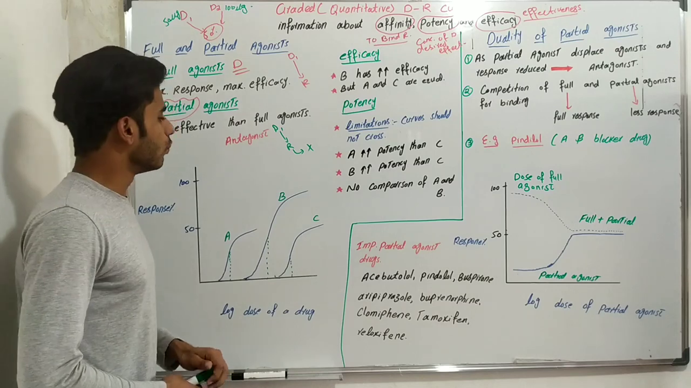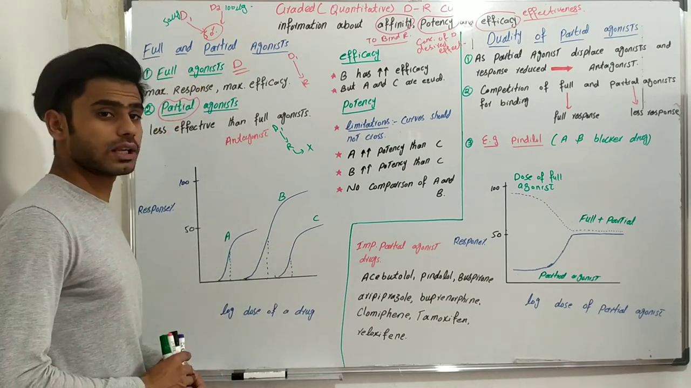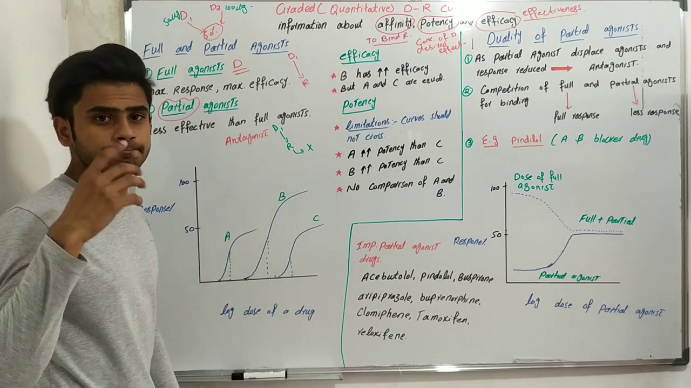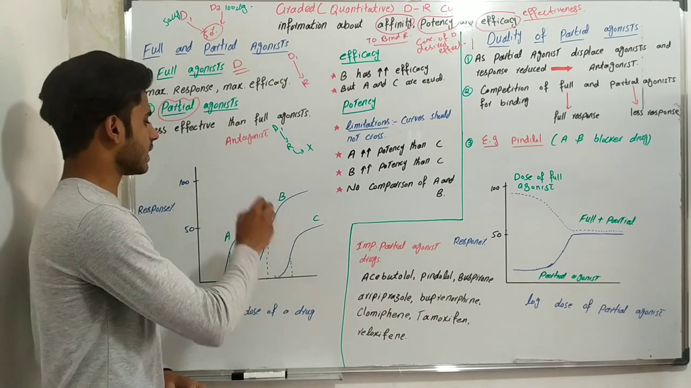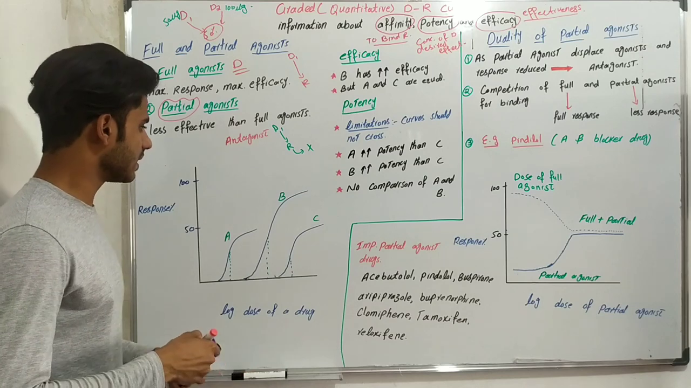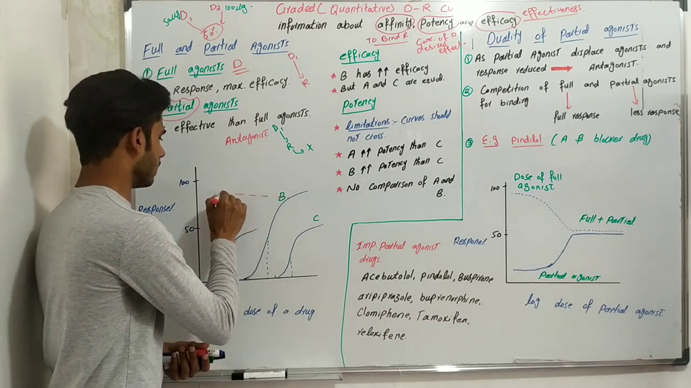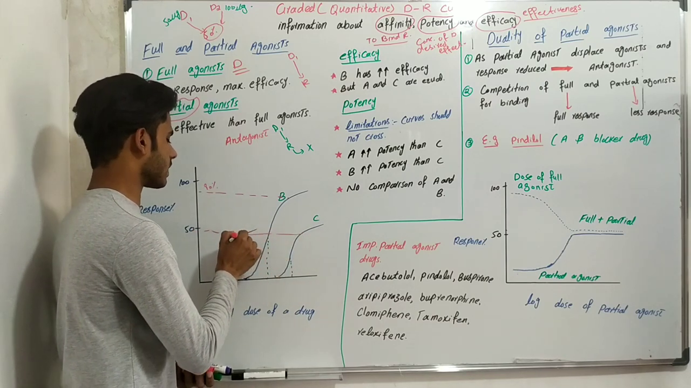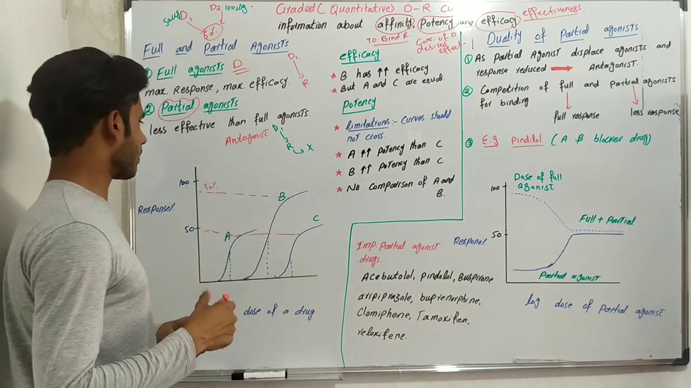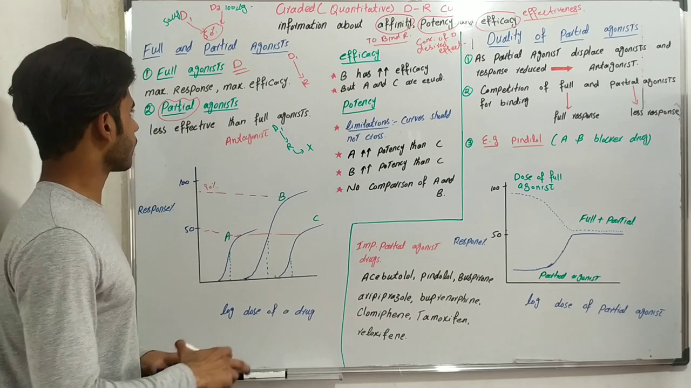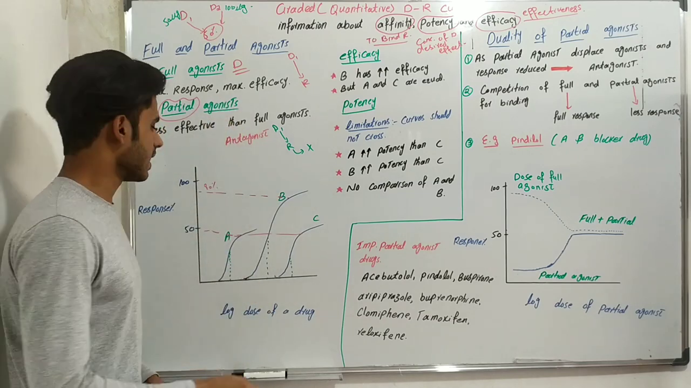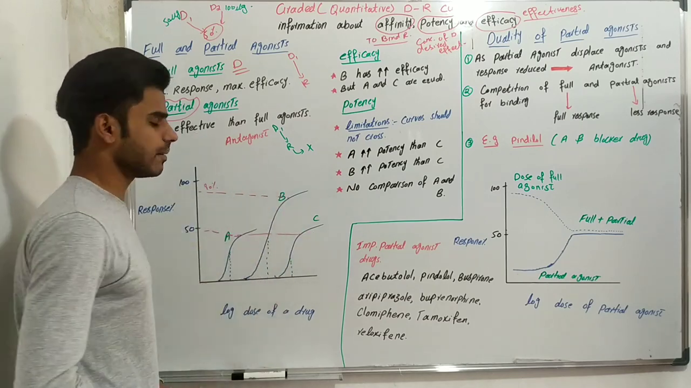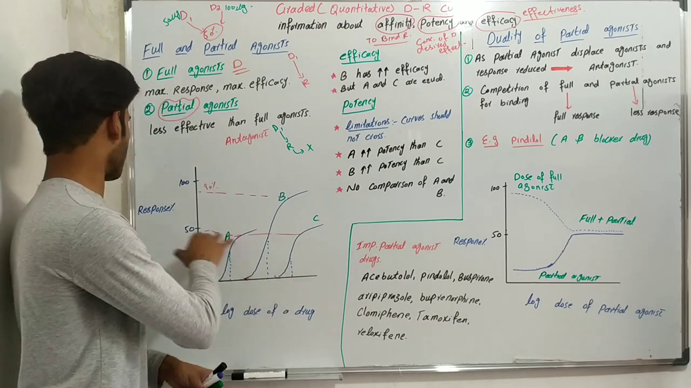But the question is, which drug is the full agonist and which drug is the partial agonist? As the definition indicated, the drug which has the maximum efficacy is the full agonist, and the one which has less efficacy is the partial agonist. As you can see here, this one is showing, I think, 90% response, and this one is showing 50% response. This is also showing 50% response. So drug B has the maximum response, therefore drug B is known as the full agonist, and the other two, A and C, have minimum response or action less than B, less than the full agonist.